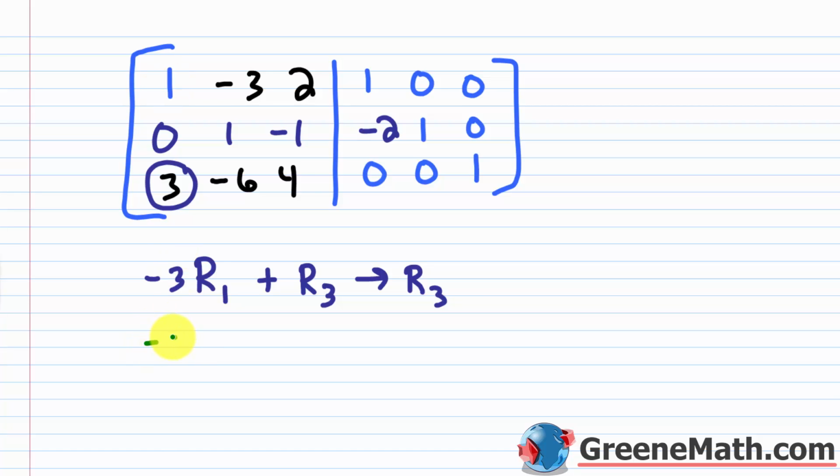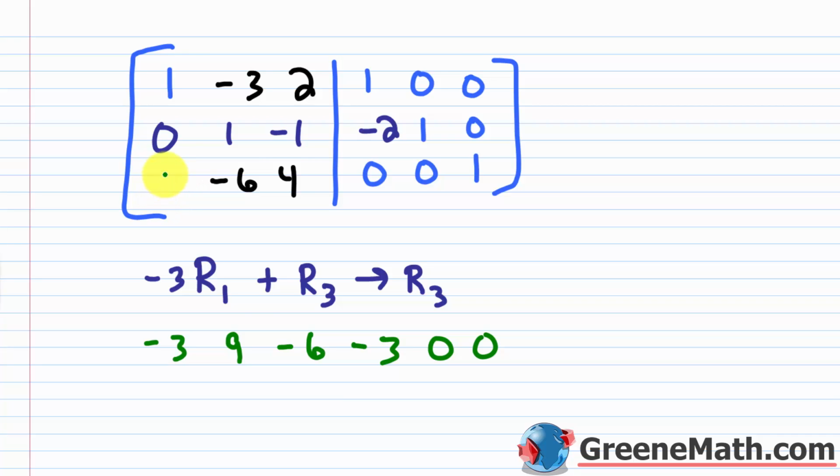-3 times 1 is -3. -3 times -3 is +9. -3 times 2 is -6. -3 times 1 is -3. And of course, -3 times 0 in each case is 0. Now we're going to add each of these to the entries in row 3.